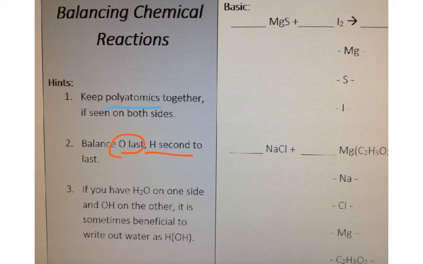And the last hint that I know of is that if you have water on one side of the chemical reaction and you have OH on the other, sometimes it's beneficial to write out water as HOH. Now that OH as a part of the HOH is a polyatomic ion, hydroxide, and so you would keep that unit together. This sometimes helps you out when you have water on one side and hydroxide on the other. So let's just go straight into balancing.